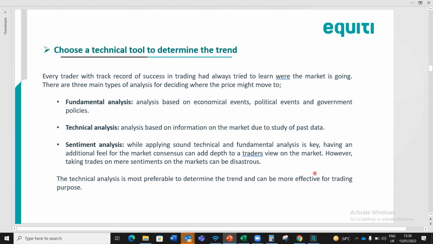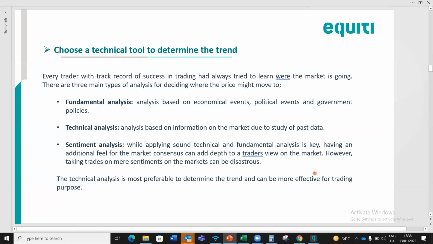Just like in the intermediate courses, we talked about the moving average, the moving average crossovers, and also the trend analysis. Every trader with a track record of success in trading has always tried to learn where the market is going. Now, there are three main types of analysis for deciding where the price might be going. The first is the fundamental analysis.